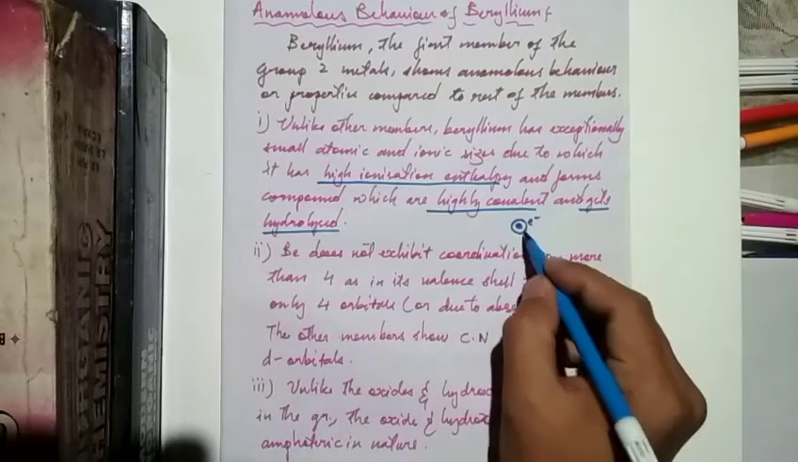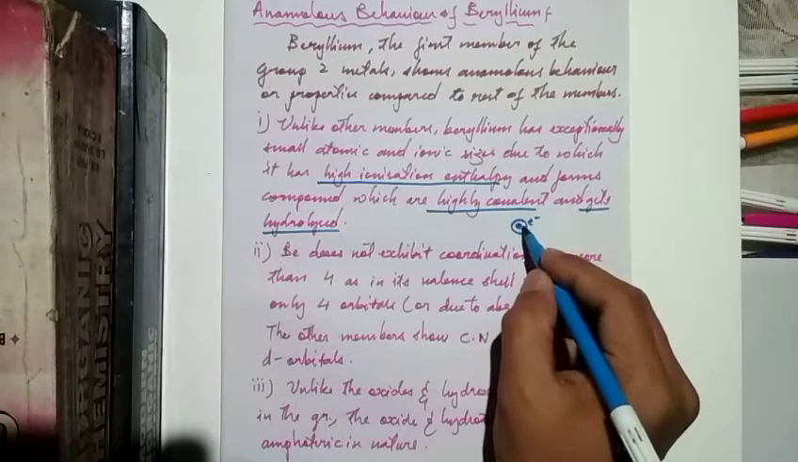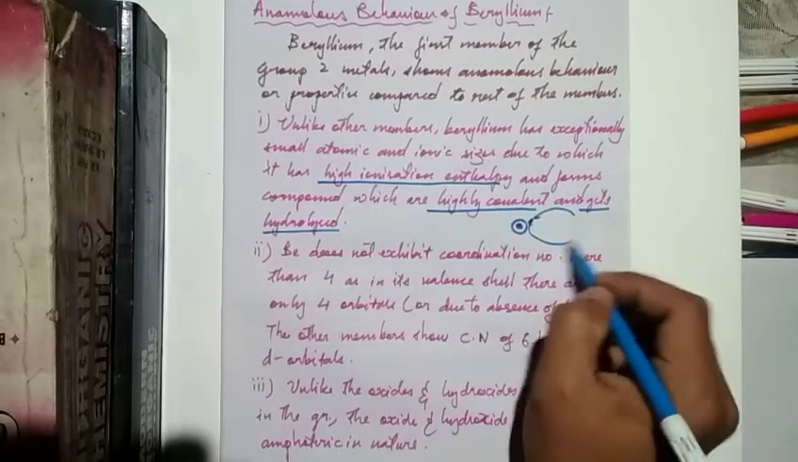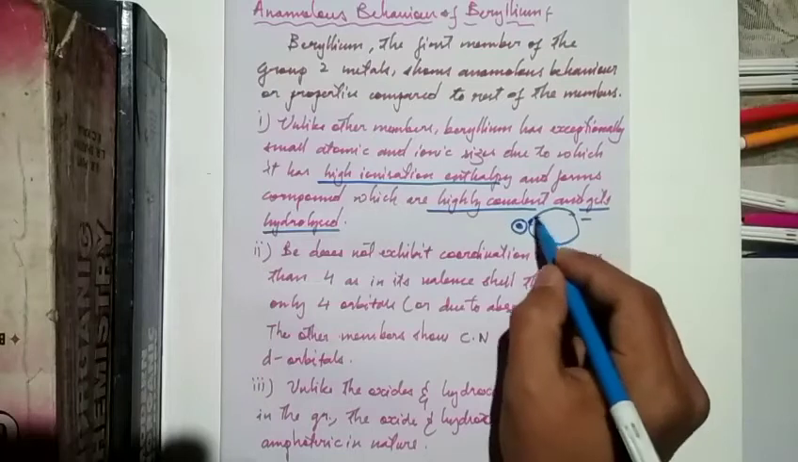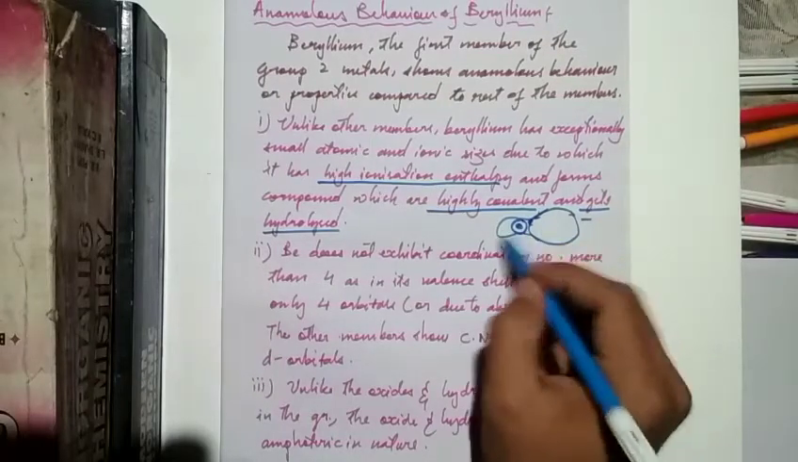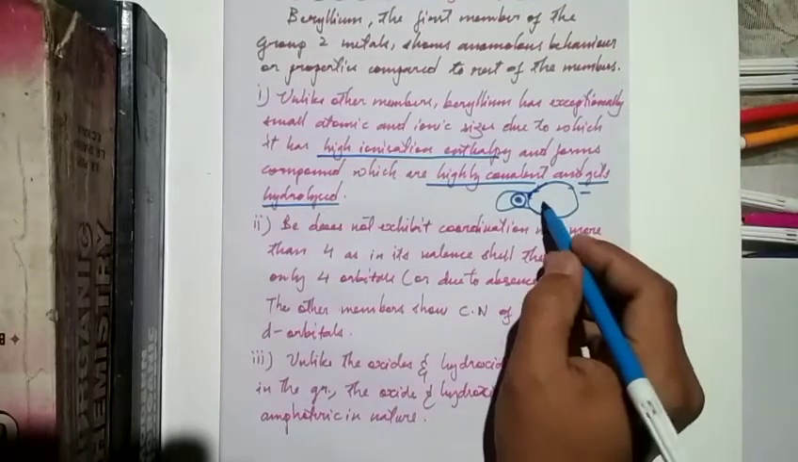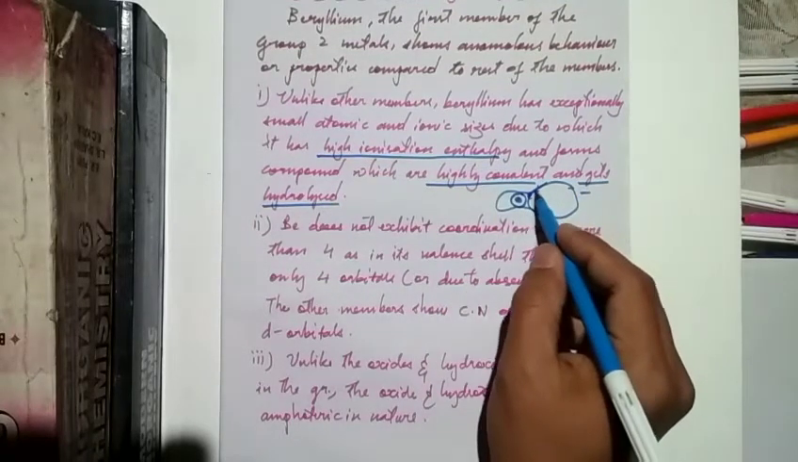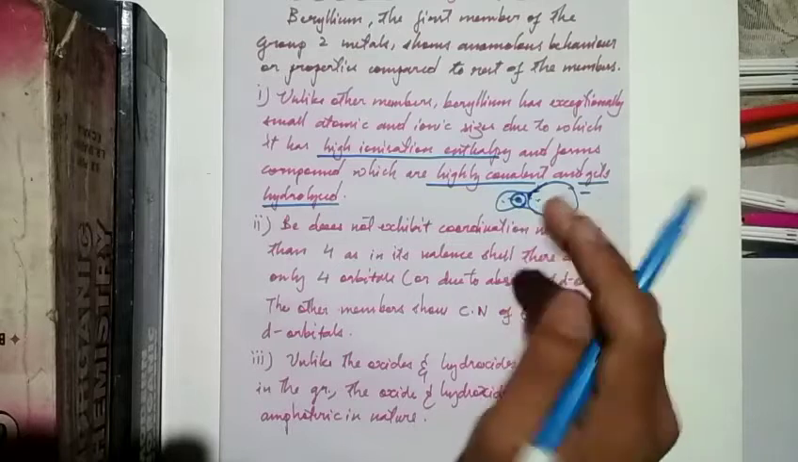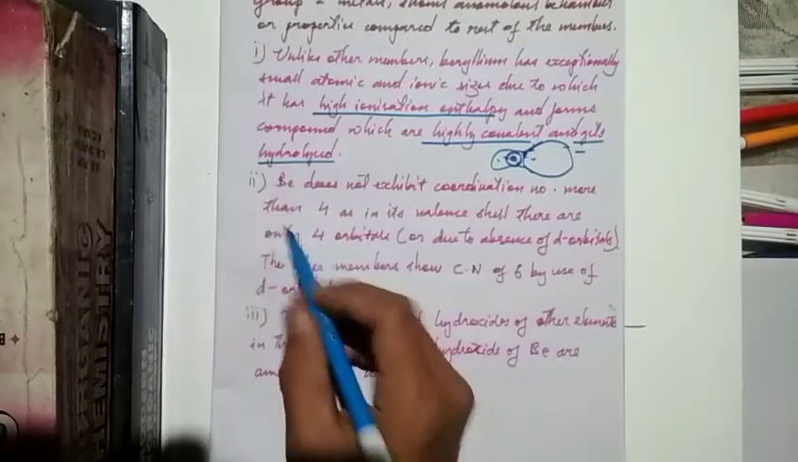And beryllium, due to its small size, can polarize a large anion, and after polarizing it will form a covalent bond, in which electrons are shared.